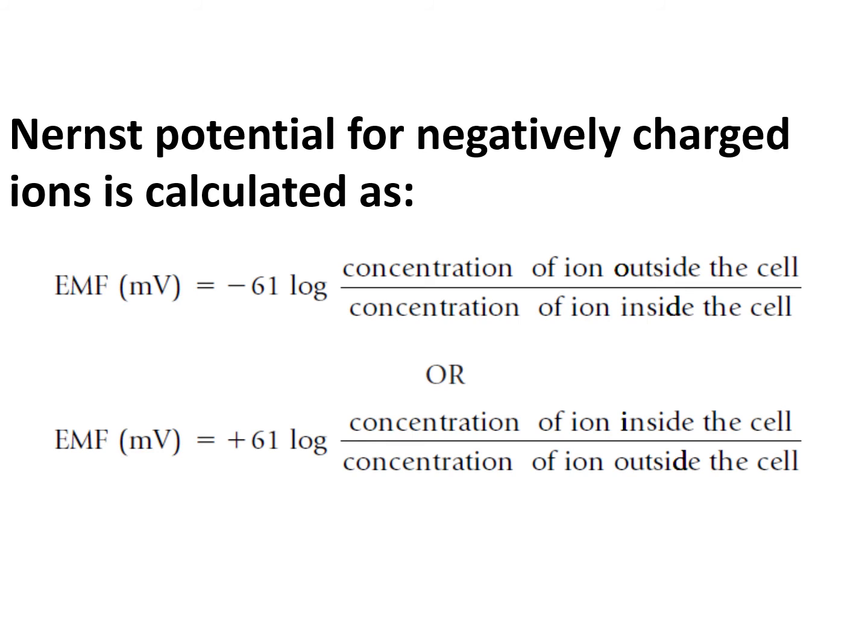The Nernst potential for a negatively charged ion is calculated as: electromotive force in millivolts is equal to minus 61 log of the concentration of the ion outside the cell divided by the concentration of the ion inside the cell, or electromotive force in millivolts is equal to plus 61 log of the concentration of the ion inside the cell divided by the concentration of the ion outside the cell.